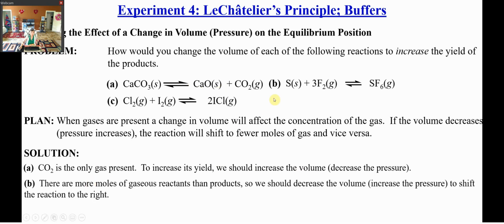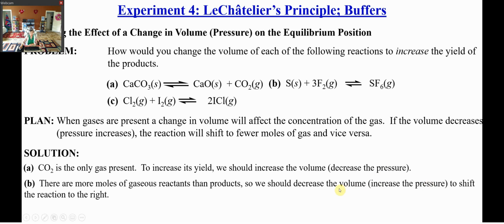The second one, let's see. You have 3 moles of reactant and 1 mole of product. So you have more reactants than products. How do you make it go to the forward? You want the equilibrium shifted to the forward. Therefore, you want to increase the pressure. You increase the pressure or you decrease the volume, so your reaction goes to the fewer gas molecules. You want your reaction to move to the right. So therefore, you are going to increase pressure or decrease volume.